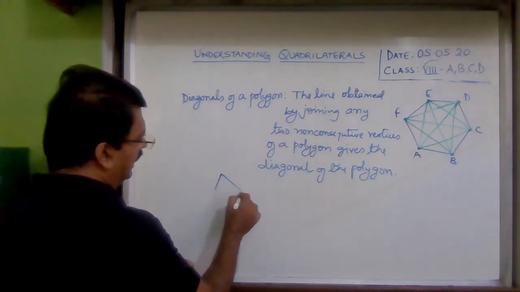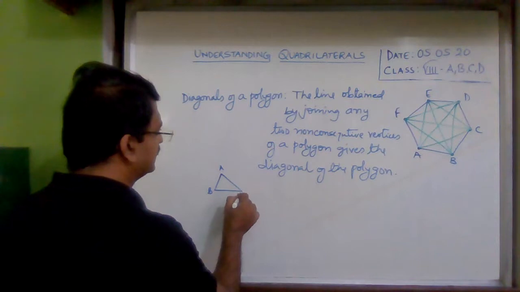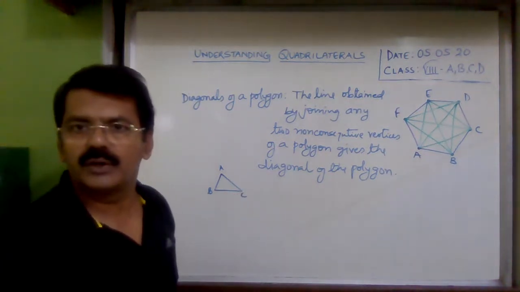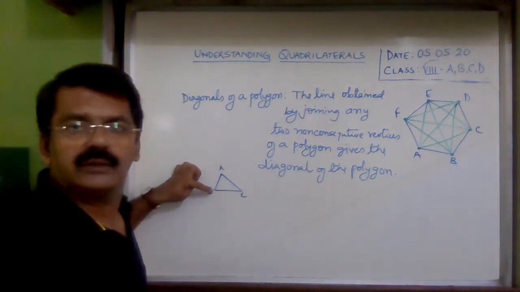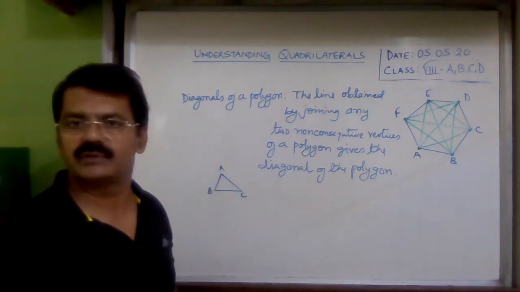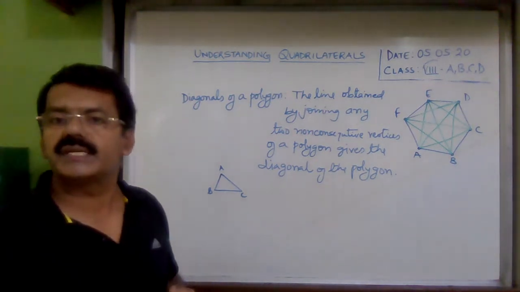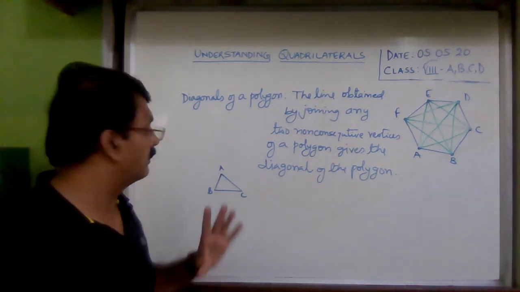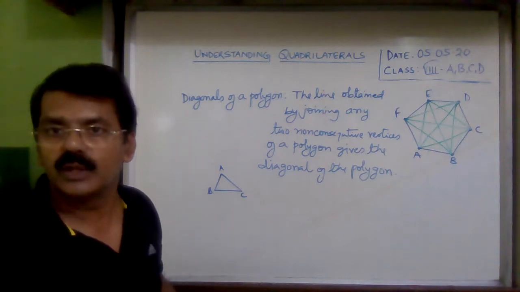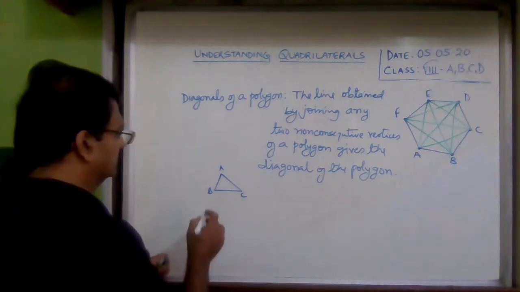Now one thing, this is a triangle. Definitely a triangle is a polygon. AB consecutive, AC is also consecutive, BC is consecutive. So in a triangle, no two vertices are non-consecutive. So the number of diagonals in this case will be 0. No diagonals are there. In a triangle, we don't have any diagonals.